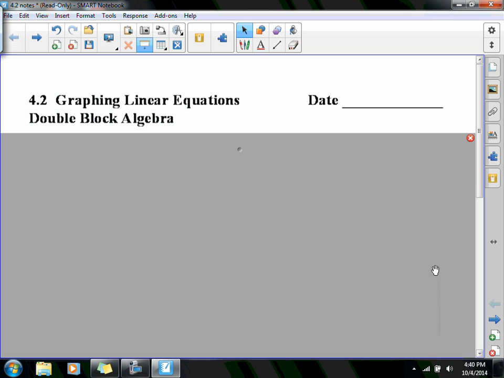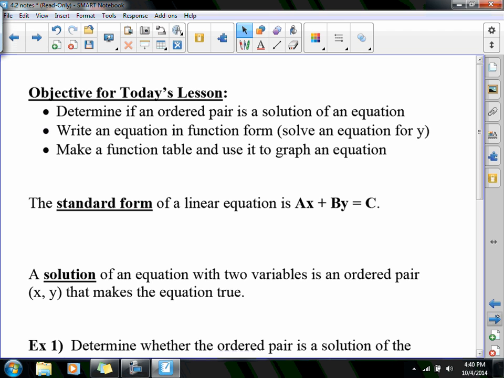These are the notes for section 4.2 entitled Graphing Linear Equations. And today we're going to determine if an ordered pair is a solution of an equation. We're going to write an equation in function form, which means we're just going to solve the equation for y. And we're going to make a function table and then use it to graph an equation.